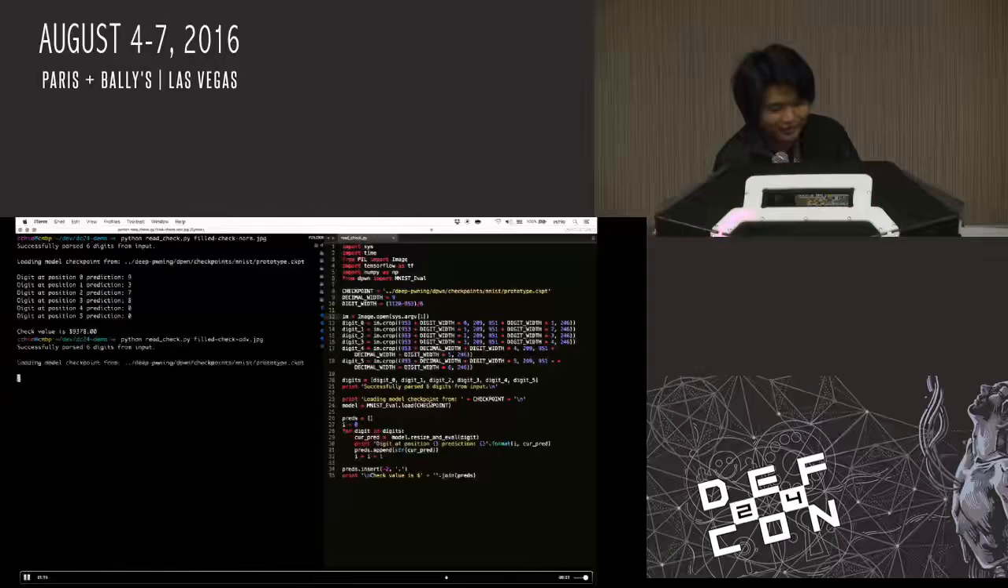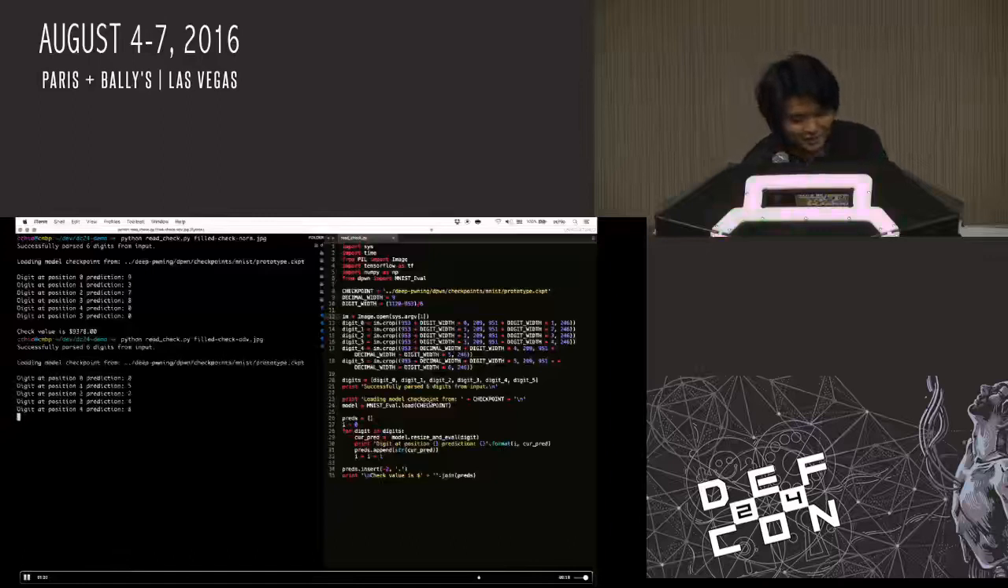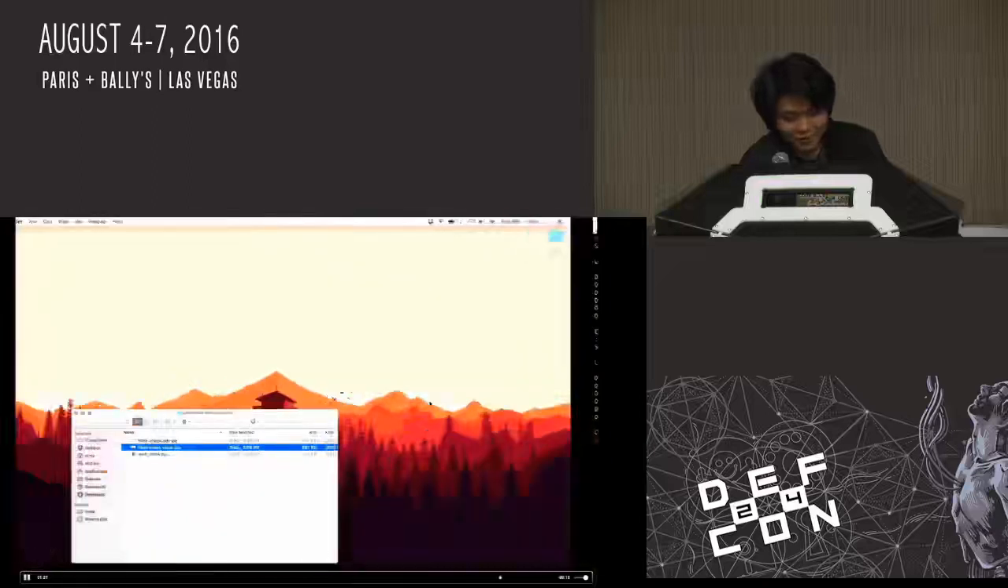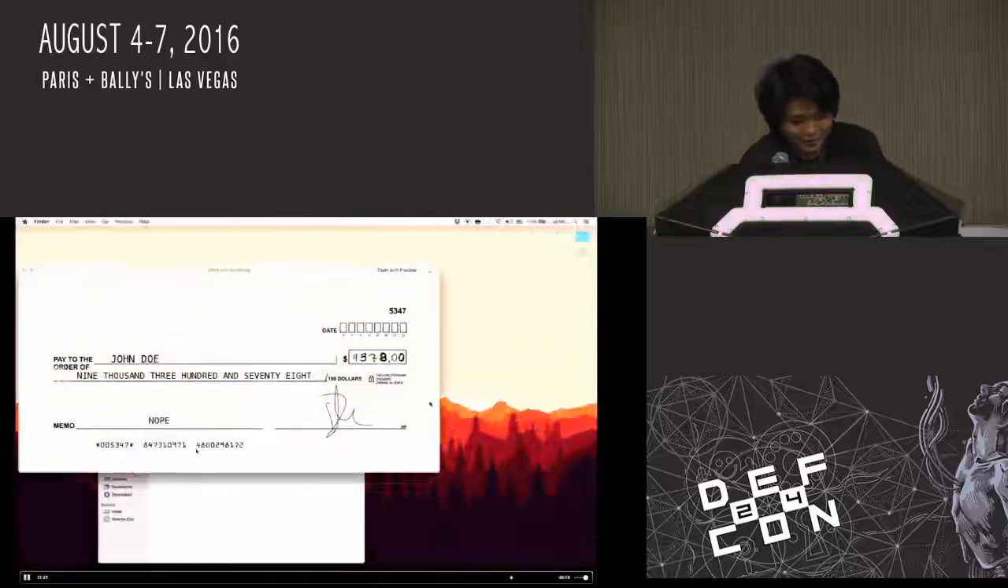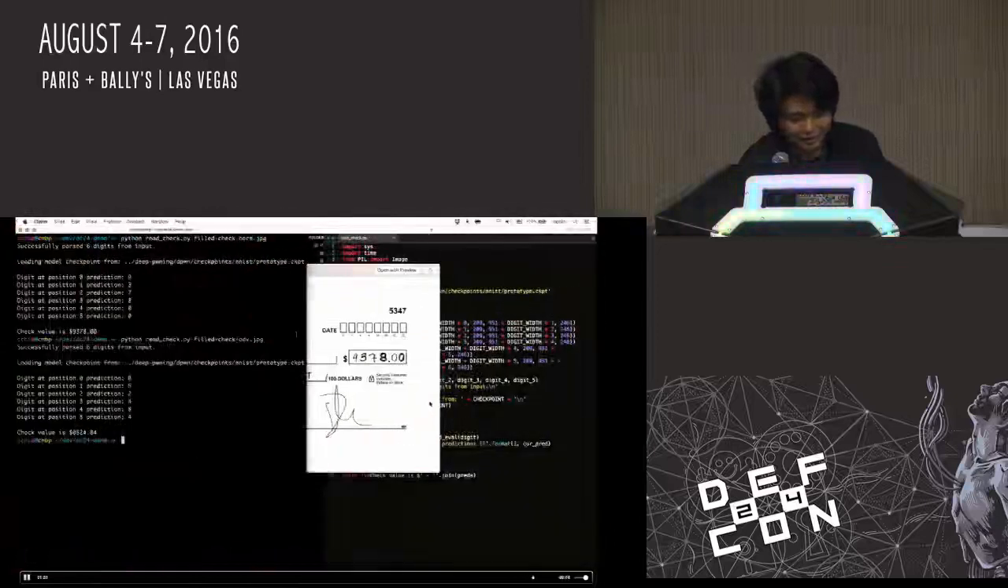Okay, so you expect this to be the same, but no, you actually expect this to be different because it's called adversarial. So the output of this is something totally different, 0524.84. So it looks the same, but it gives you a different output using the same model, using the same code. And that's adversarial machine learning.